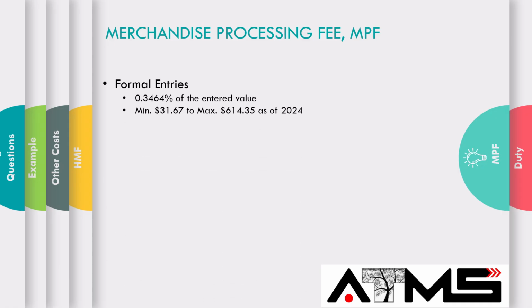For formal entries, as of 2024, the MPF is 0.3464% of the declared merchandise value, with a minimum of $31.67 and a maximum of $614.35. This fee is adjusted slightly each year.